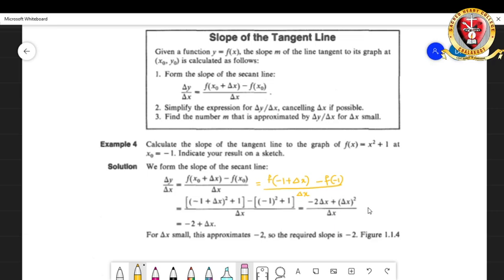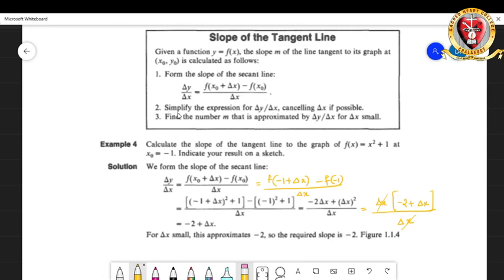Then we can cancel out delta x because delta x is not equal to 0. Delta x is never 0, so we can cancel them out. Taking this delta x out, you get minus 2 plus delta x a whole square, that means delta x into delta x, divided by delta x. So you can cancel them out and you get minus 2 plus delta x.